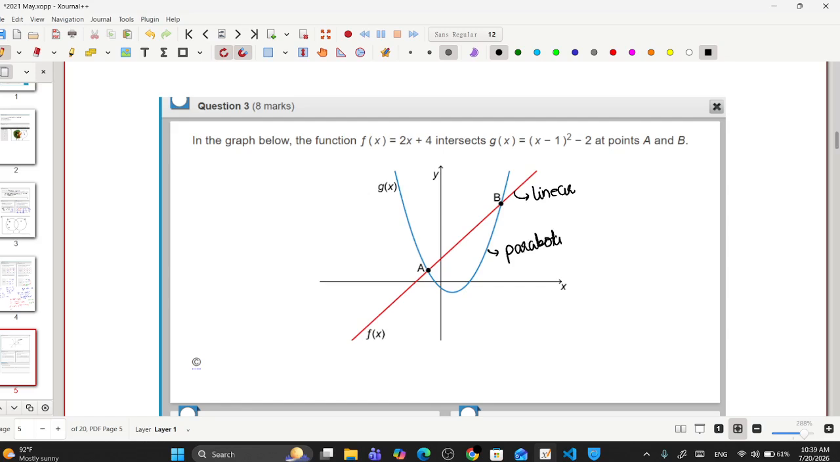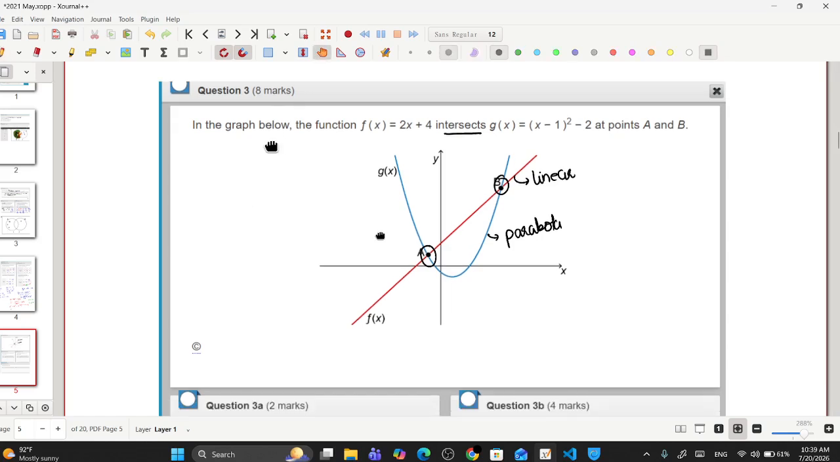All right. So we get the function f of x equals 2x plus 4. It intersects g of x at this point. So whenever it says intersects, you should always equate both of the functions with each other. Why? Because if it intersects, it's supposed to have a point of intersection. And at that point of intersection, the values of x and y are going to be numerically equal to each other. Let's see what the question has to say.